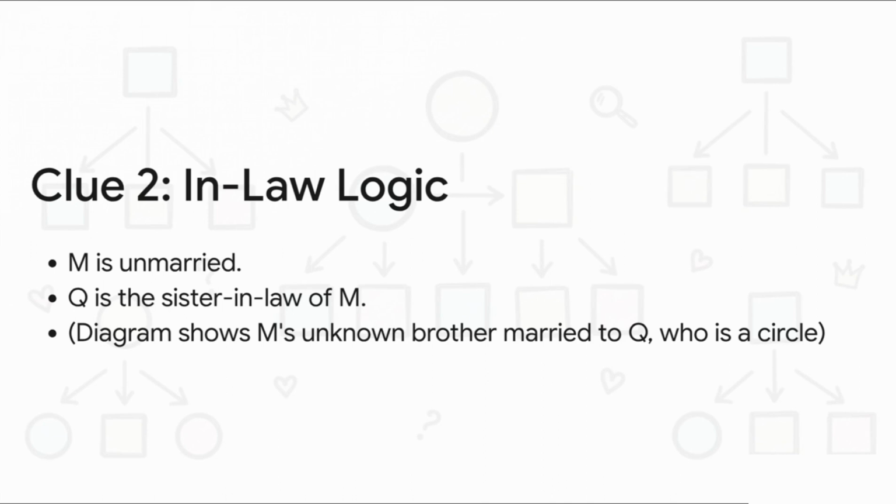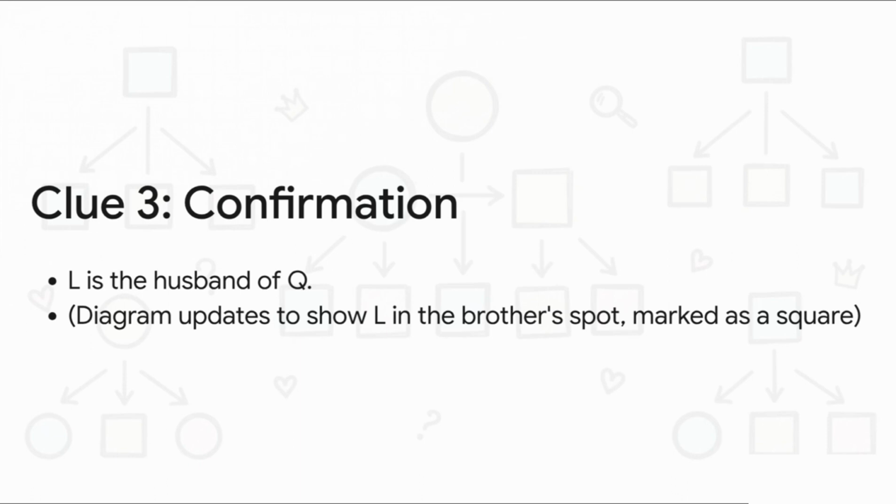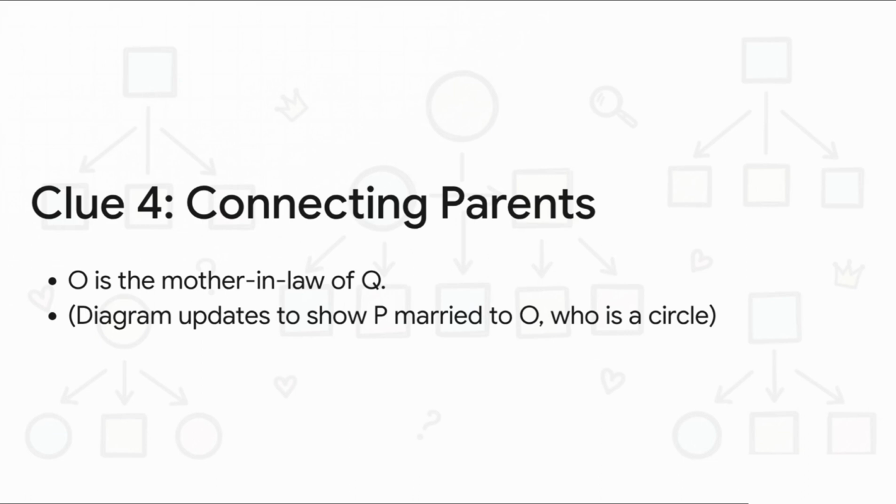So we draw a brother for M, we don't know his name yet, and connect him to Q with our marriage symbol. And look at that. The very next clue says L is the husband of Q. Boom! Our theory was right. We can just slot L right into that spot where we had the unknown brother. Let's keep this train rolling.